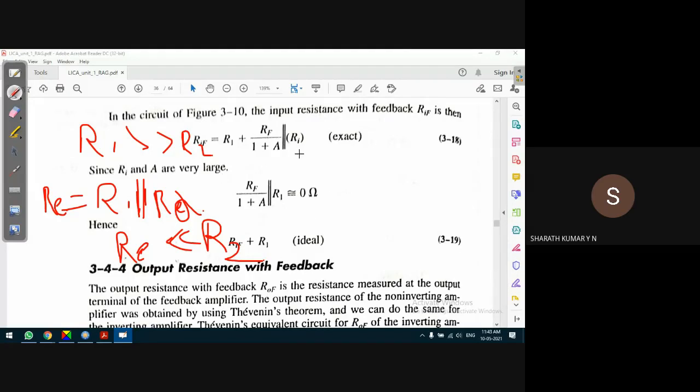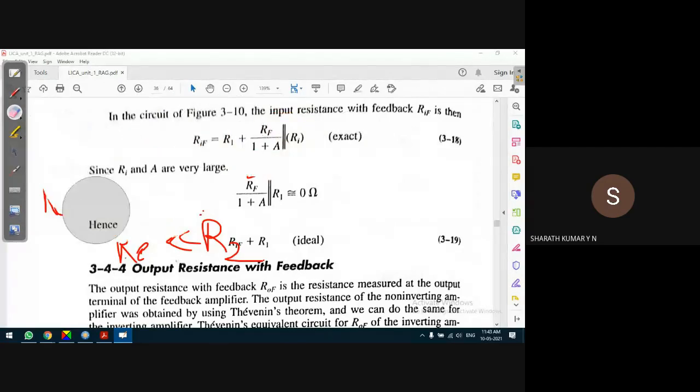Because of this condition, these two are the same. If these two are in parallel, the effective resistance is smaller than this factor. Even if we take it as small as this factor, it is approximately 0, very small. That means the effective resistance is very small. So in the ideal condition, we can consider the effective input resistance as RIF plus R1, where RIF is a very small quantity, and hence the effective resistance becomes R1.